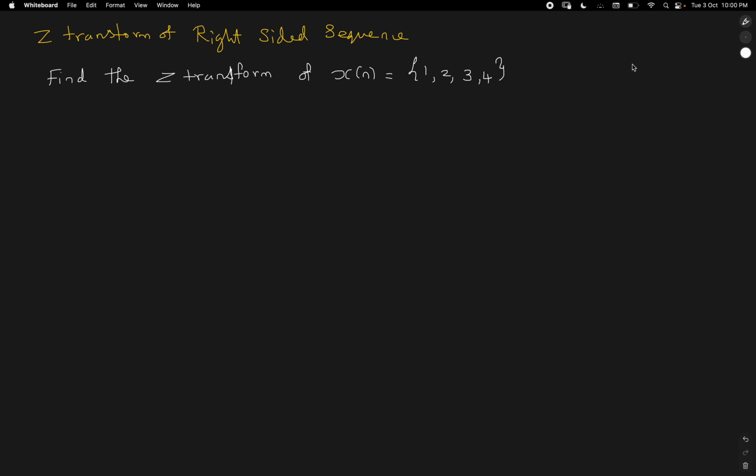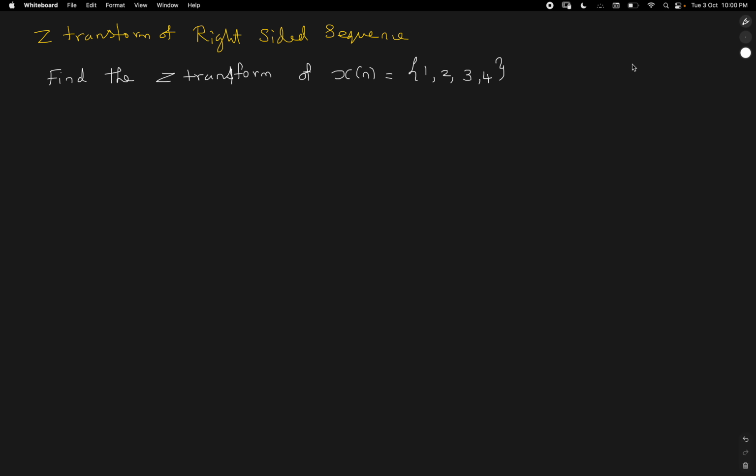First we will find the z transform of a right sided sequence. The given problem is: find the z transform of x of n, where x of n is equal to 1, 2, 3, 4. Here x of n takes the value only for n is equal to 0, 1, 2, 3, which is nothing but the right side of the vertical axis. That's why we are calling this a right sided sequence.